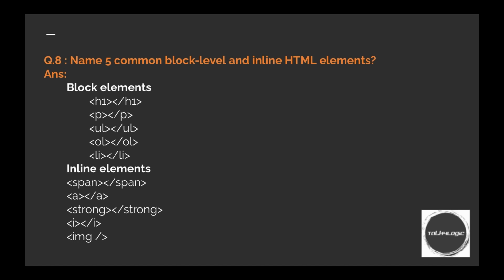Now moving to the next question. Name 5 common block-level and inline HTML elements. The block-level elements are h1, p, ul, ol and li. And for inline elements we have span, a, strong, i and img.